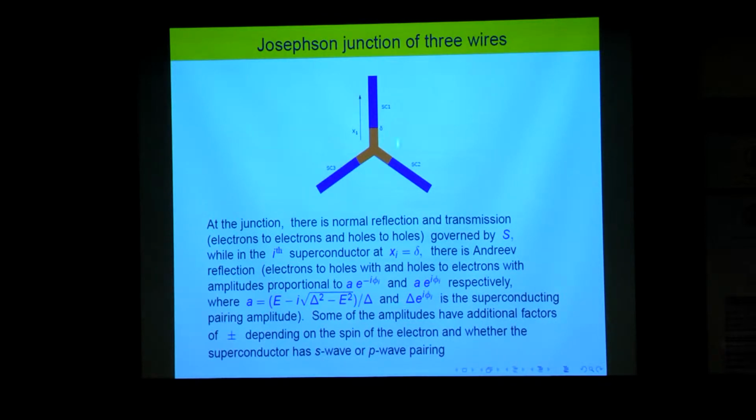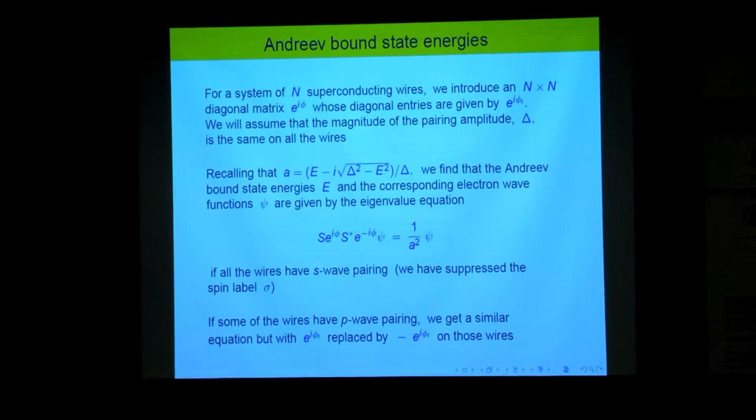Now it turns out that some of these Andreev reflection amplitudes have additional factors plus or minus 1 depending on the spin of the electron and whether the superconductor has a P wave or S wave, and I'll show you one of those factors a little in the next slide.